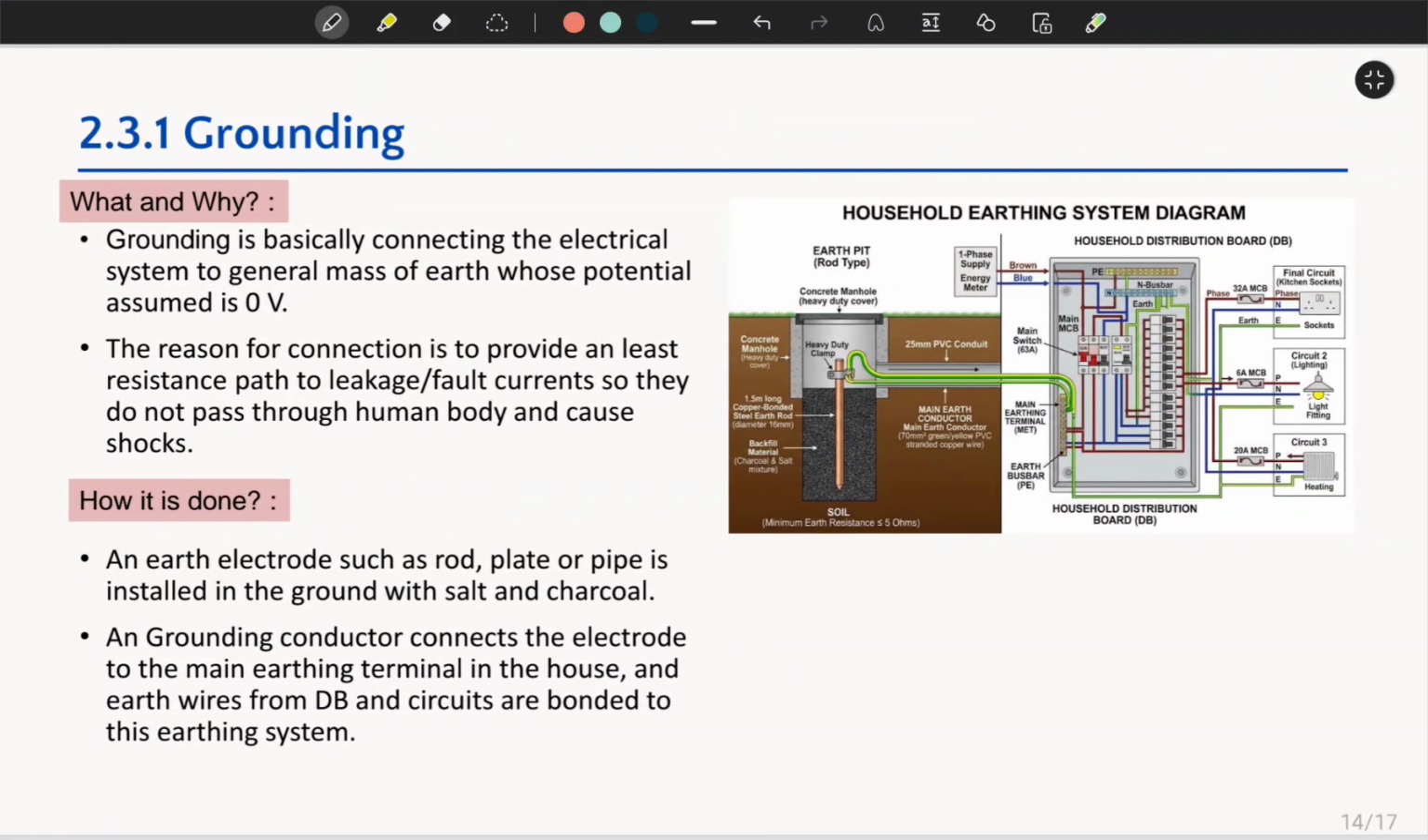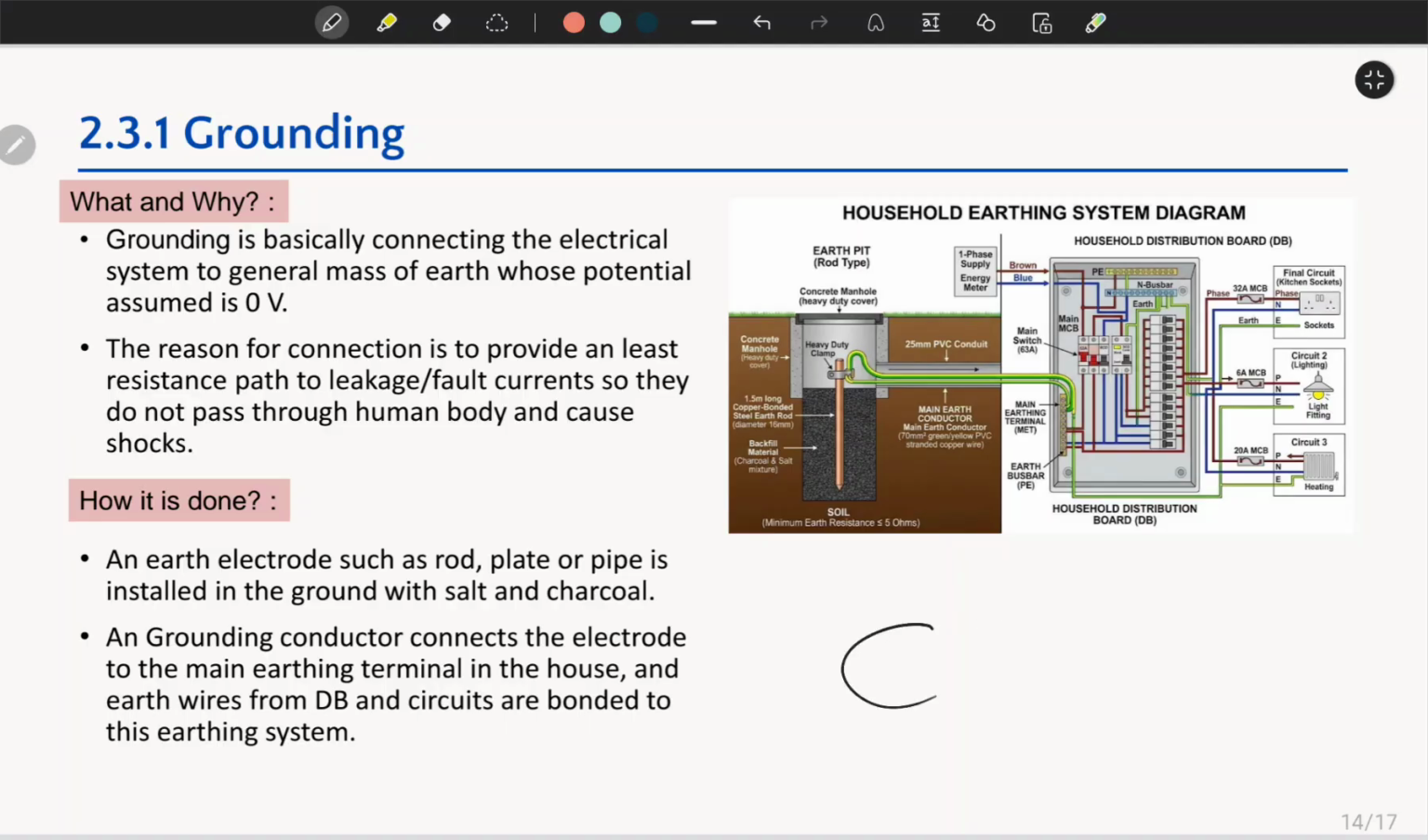So the first thing is grounding. Grounding and earthing are most of the time used interchangeably, but they have a slight difference. Grounding is basically a point where the potential is 0 volt, because grounding is connected with reference to the earth, and it is assumed that earth potential is 0 volt. The reason for this connection is to provide a least resistance path. Why the least resistance path?